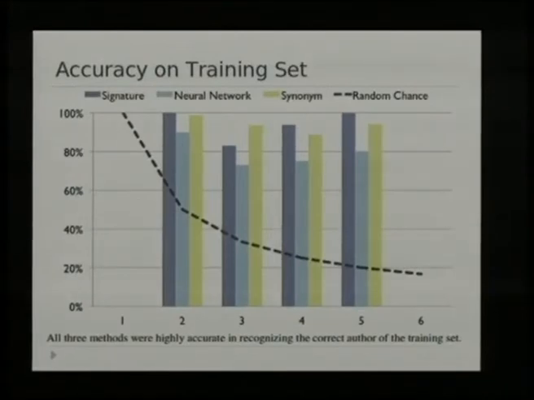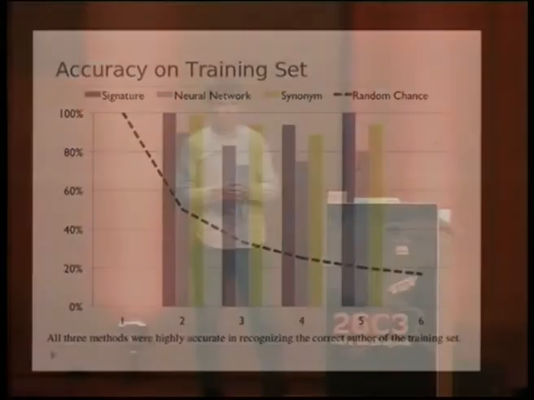So here's the first round of results. This is just the validation experiment, the verification experiment, looking at the base accuracy of all these methods. The black line you'll see is random chance. So if you were just to randomly pick what author of a document you think it was, that is the accuracy you'd get. And as you see, all the methods are much higher than that. They're anywhere from 75 to almost 100% accurate in determining the correct author.